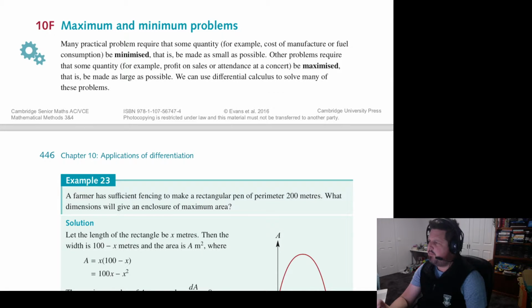In particular, when you want to manufacture things, or if you're using fuel and things like that, you want to keep costs down. So you're looking at minimizing those costs.